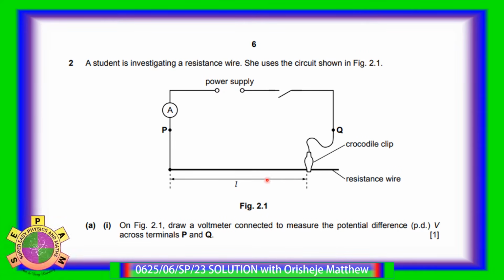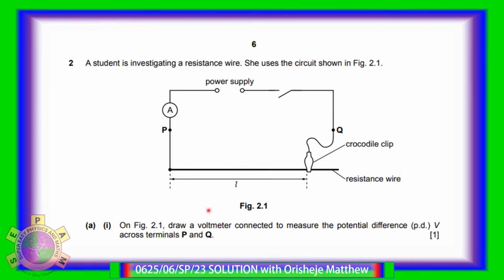So now if you want to look at this, if you connect this to a power source, you have the ammeter that will measure the amount of current. Then you have the resistor wire that is connected. You have a crocodile clip to make contact, and then you have the switch to close the circuit.